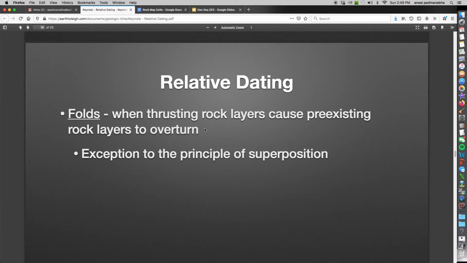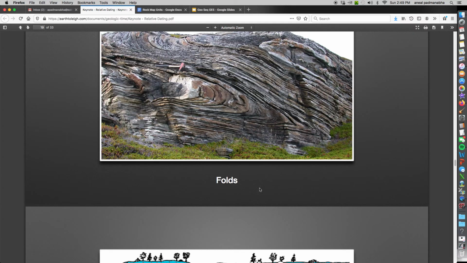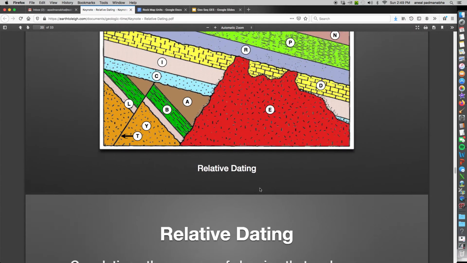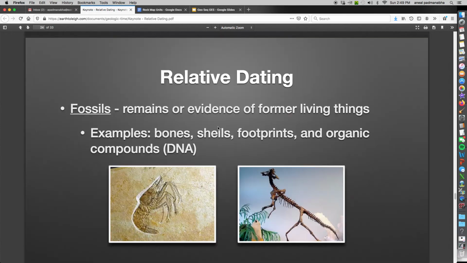Folds: when thrusting rock layers cause pre-existing rock layers to overturn or bend. These all used to be horizontal, but after tectonic forces, these have all been folded. So the rocks are deposited, then they are folded. You can't fold something that's not there. It's a big thing. Don't worry about this picture right here. It's in correlation with something we would do if we were actually in class, so there's nothing to be concerned about with the rest of this particular PowerPoint.